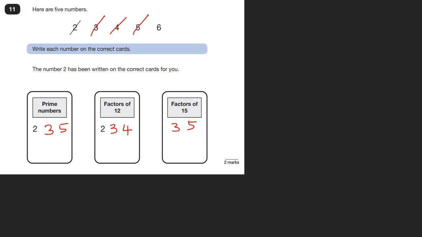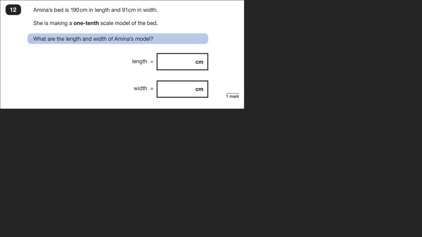6 is not a prime number. 6 is a factor of 12 and cannot be a factor of 15. Moving on to question number 12.